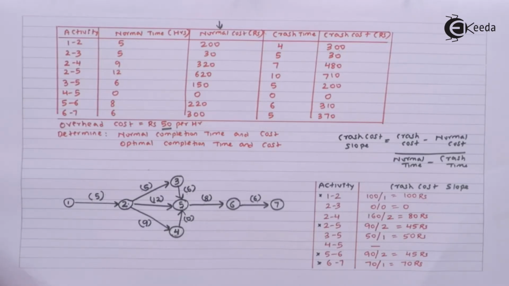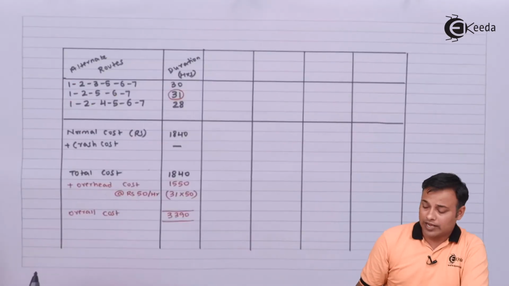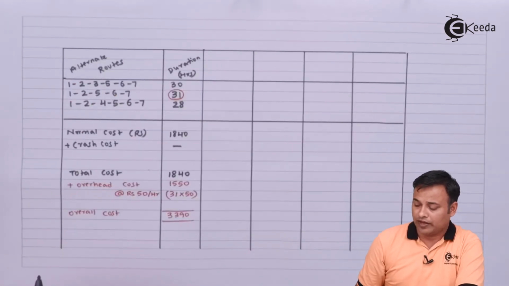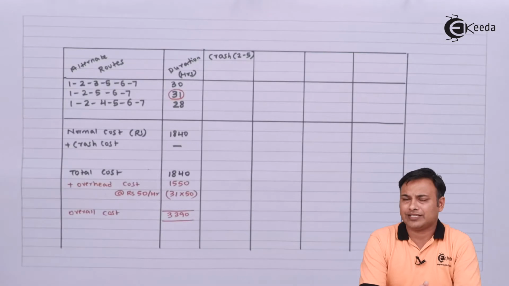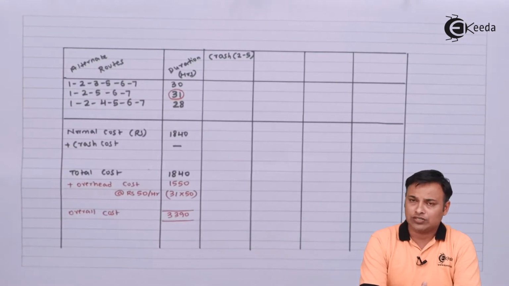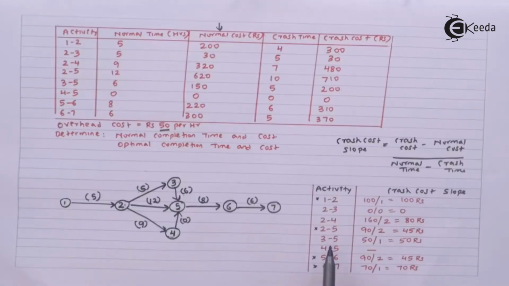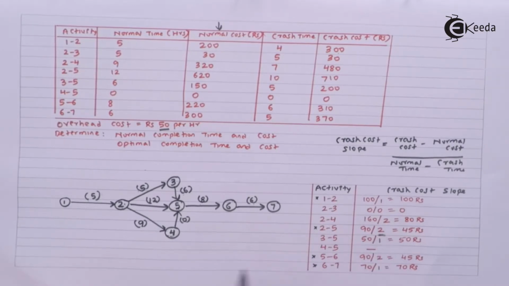So I can crash any of these 4, but I'll crash the one with the lowest cost. To mere paas 2 to 5 mein 45 rupees hai aur mere paas 5 to 6 mein 45 rupees hai, so I can crash either 2 to 5 or 5 to 6. Dono mein 2 days hai. So I'll crash first, let's say, 2 to 5. Now by how many days can I crash 2 to 5? You can crash 2 to 5 by a maximum of 2 days as per the crashing.